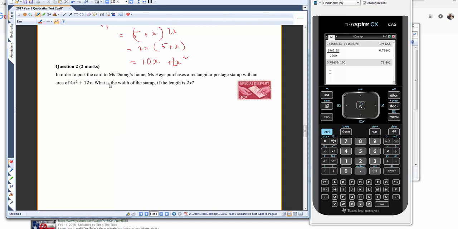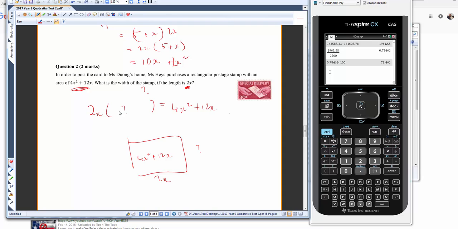Okay, in order to post the card to Ms. Duong's home, Ms. Hayes purchases a rectangular postage stamp with an area of 4x squared plus 12x. If the width is unknown and the length is 2x, what would be the width? So let's draw it up. We get a length 2x. We need to work out what this is so that the area is 4x squared plus 12x. So we're doing 2x multiplied by something will give us 4x squared plus 12x.